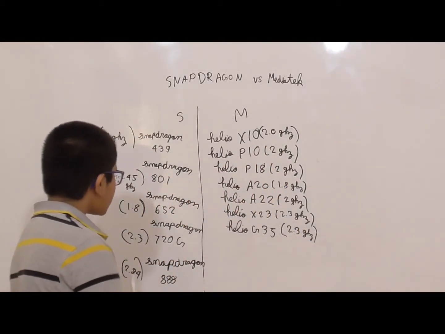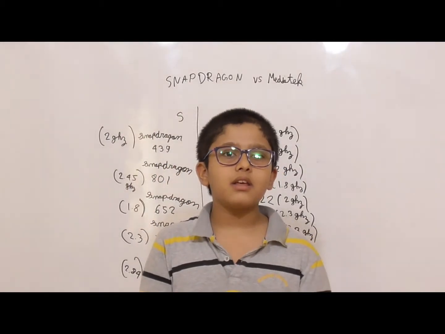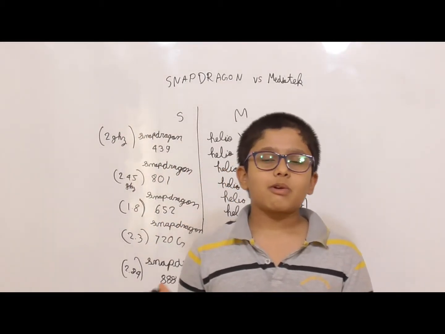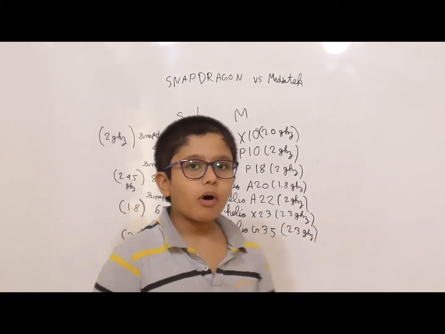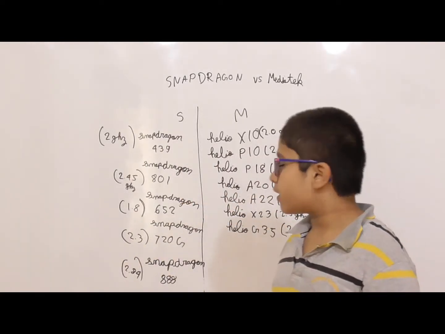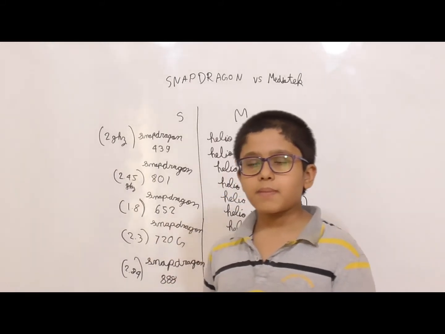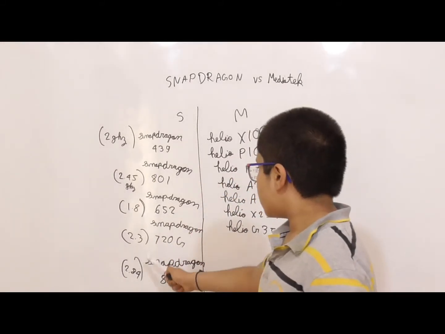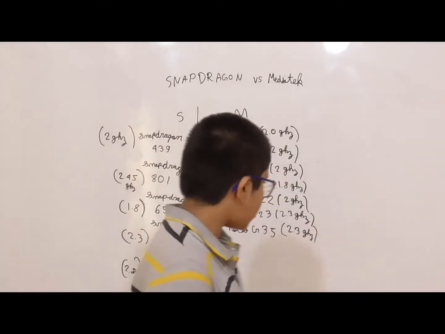Now Snapdragon 888, which is the latest processor from Snapdragon this year, launched in 2020, has a speed of 2.84 GHz, while the Helio A22 processor has a speed of 2 GHz. So the Snapdragon list is over. Let's move on to Mediatek.